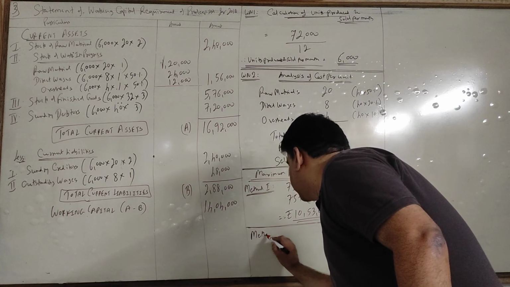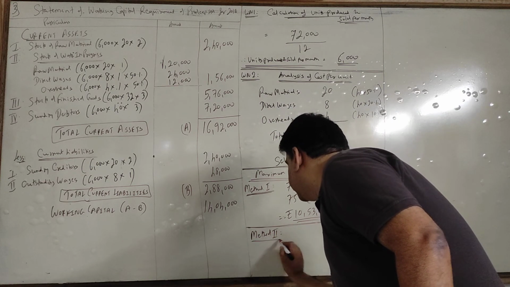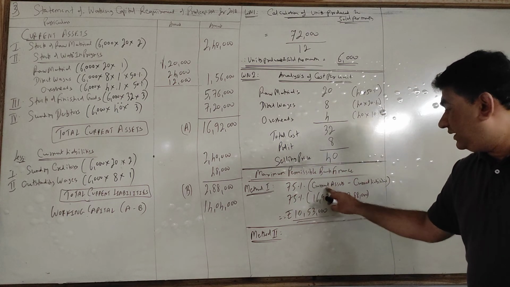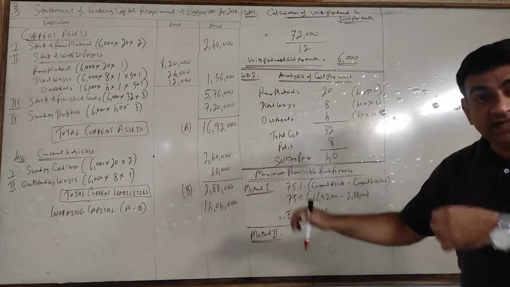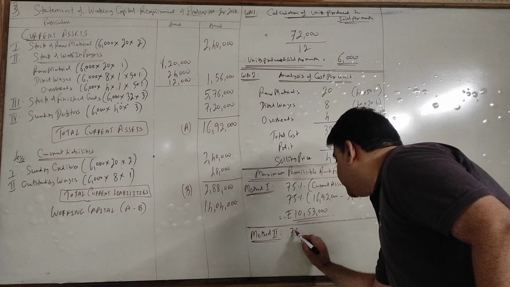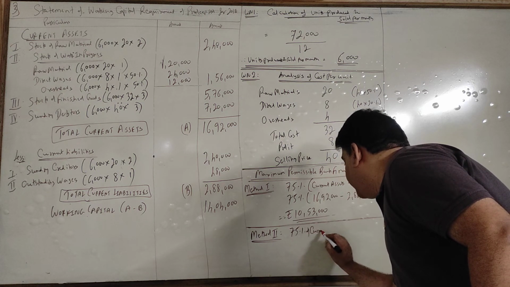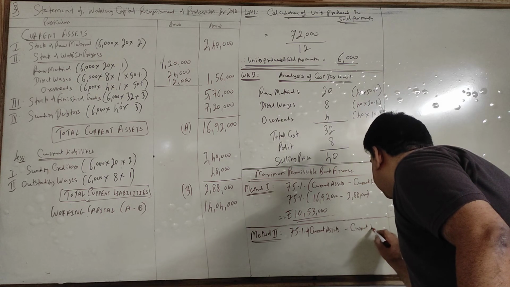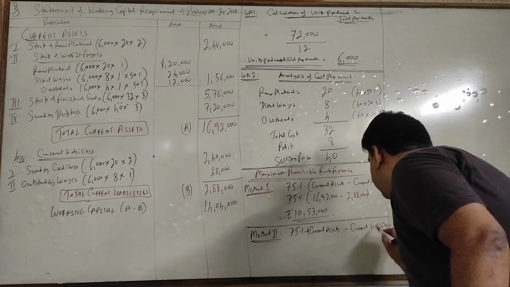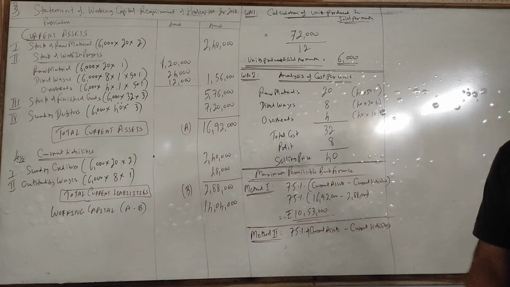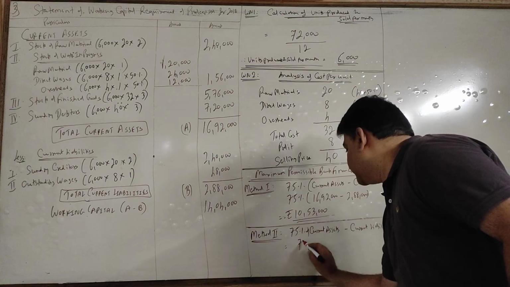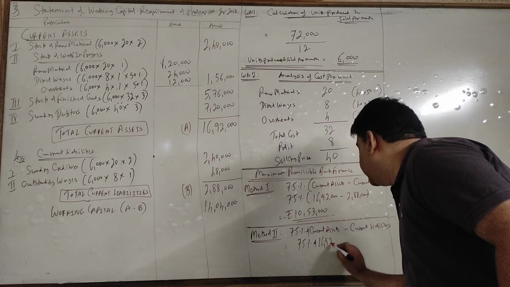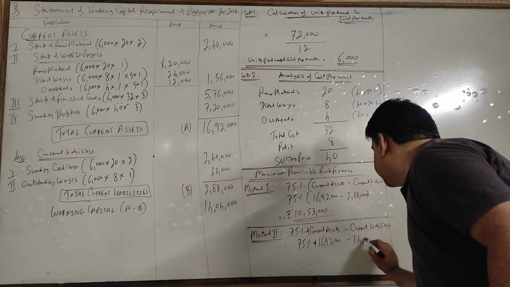Now, method number 2. What I told you is the difference; again I am repeating. In method 1, it is 75% of the difference of current assets minus current liability. In method 2, it will be 75% of your current assets, and from that you deduct your current liabilities.